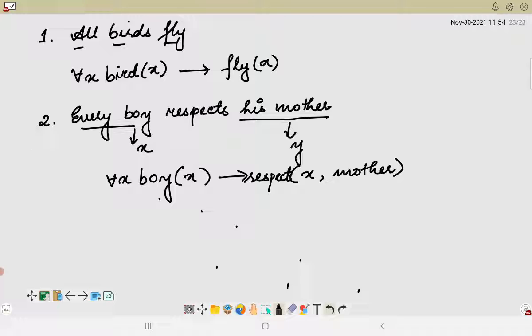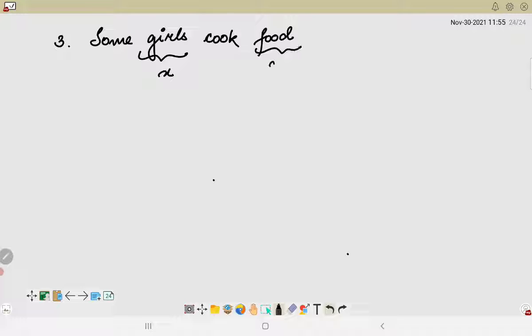Now let us consider the existential quantifier applications. So this one is 3. So some girls cook food. So let us consider this. So here the predicate is basically cook, and who cooks what? Basically some girls cook food. Here we will consider girls to be x and food to be y, right? These are the two terms which are there, and there are some girls, so we will use the existential quantifiers.